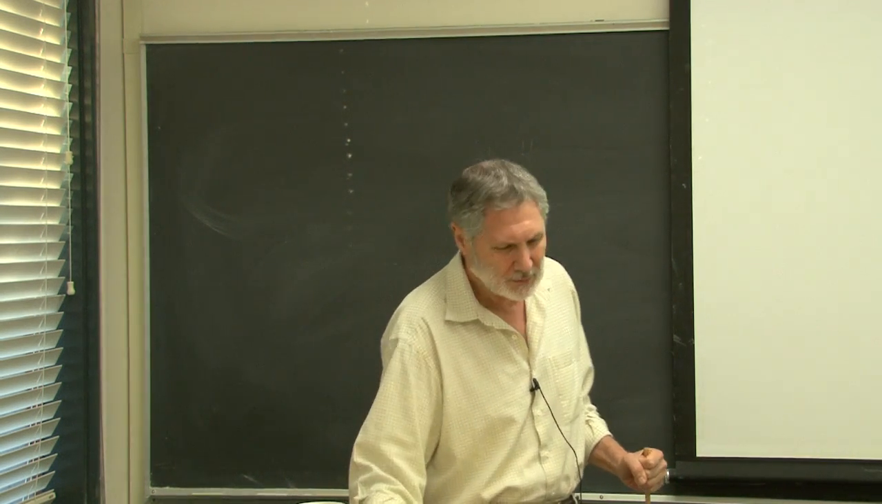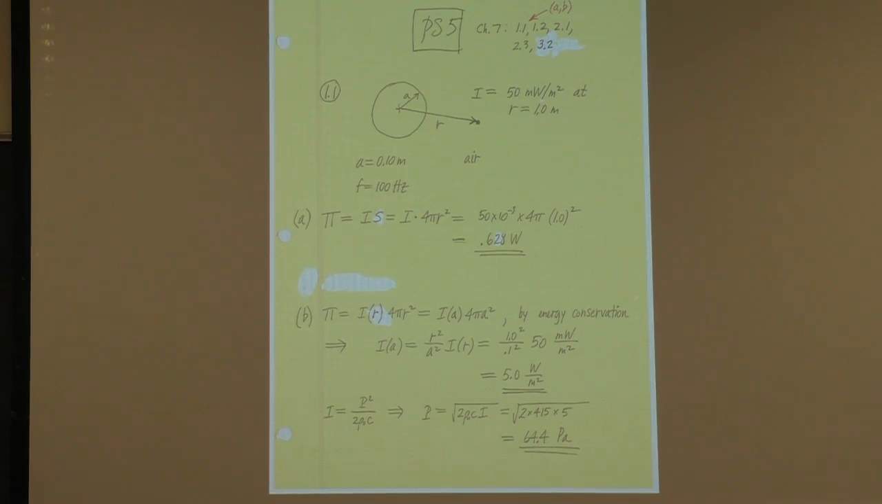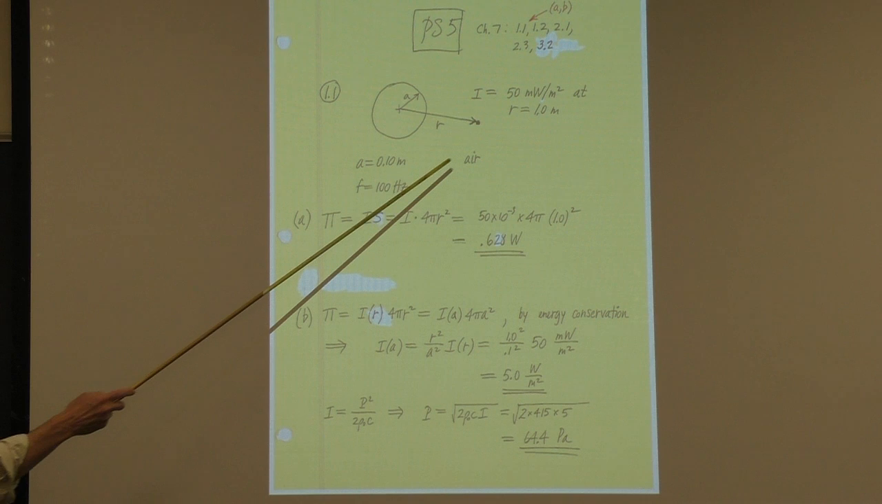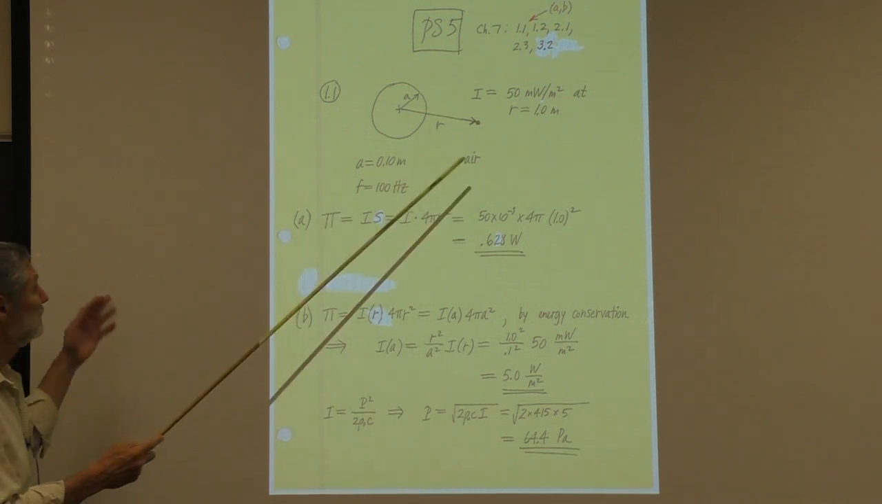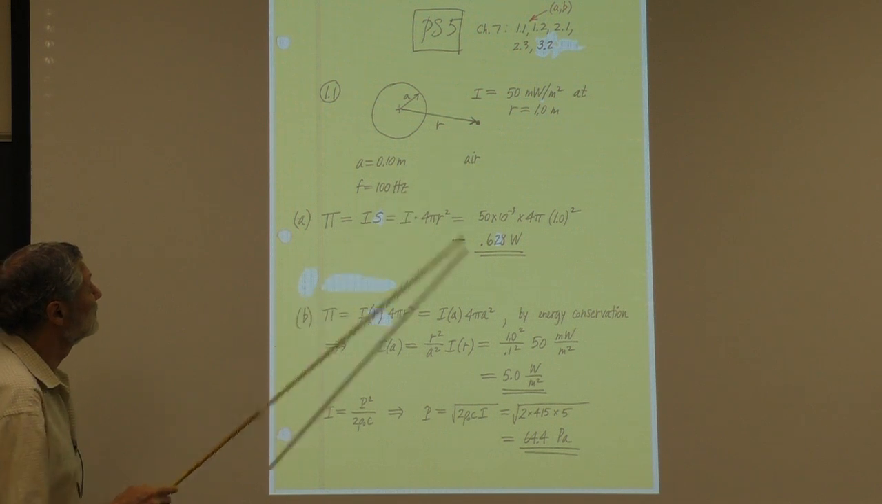Okay, the first problem here is 1.1. We've got a pulsating sphere of a certain radius. It's in air, 100 hertz. And we're given the intensity at some distance from the surface of the sphere. First question is, what is the radiated acoustic power? It's the total acoustic power delivered by the source.